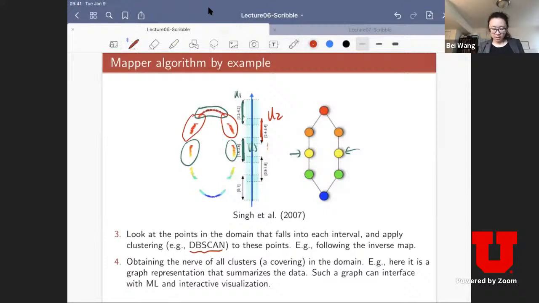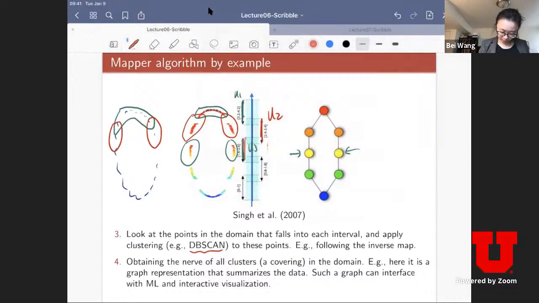And then I'm going to obtain the nerve of this cover. So if I actually drew it, not in this separated way but in the ideal scenario, what I have is a point cloud like this, and I have the green cover element. I have the two pieces of red cover element. Let me use a different color. There are two elements in the inverse map.